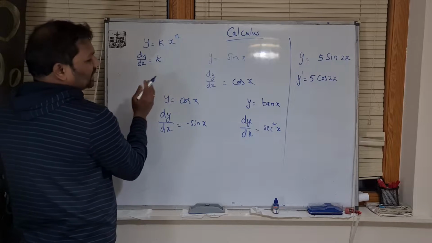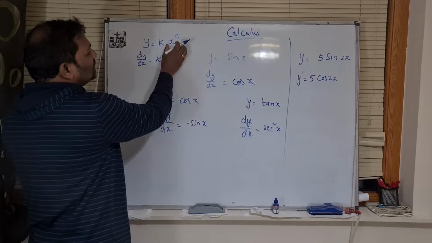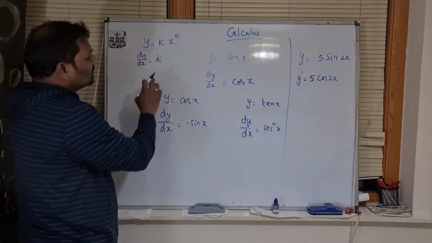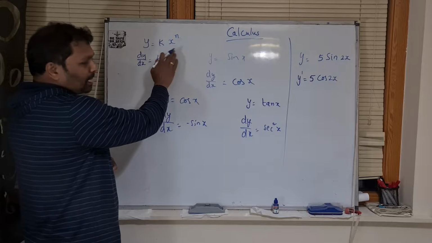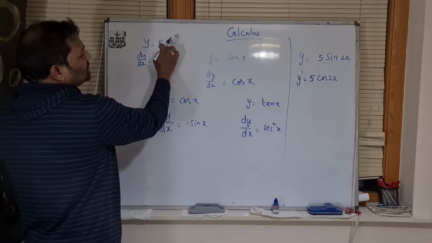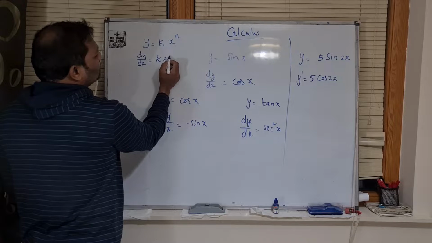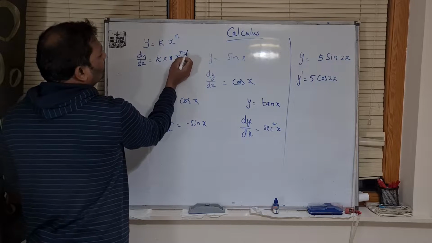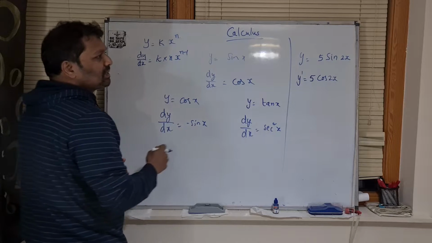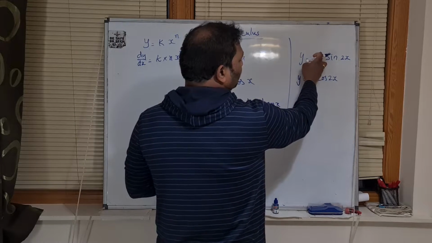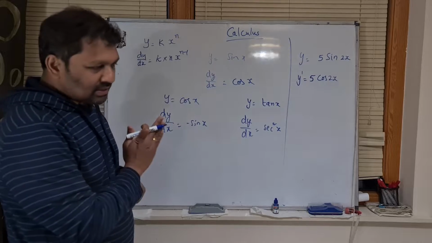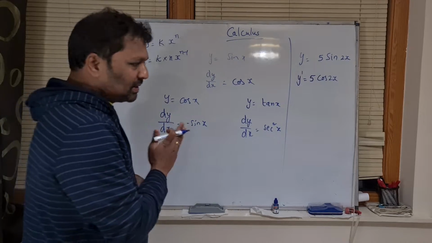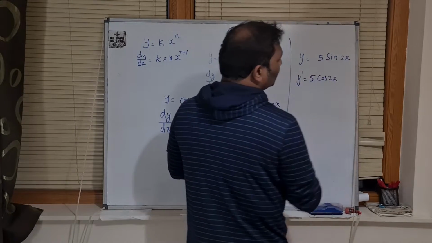Keep the constant aside and then do the differentiation of it. These are not multiple functions, there is no inner function. Keep k here and differentiate x to the power of n, and you will get n x to the power of n minus 1. Same is the case here. 5 is a constant coefficient, so keep it aside and then do the differentiation of it.